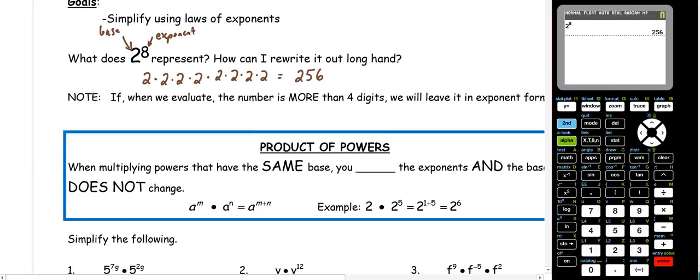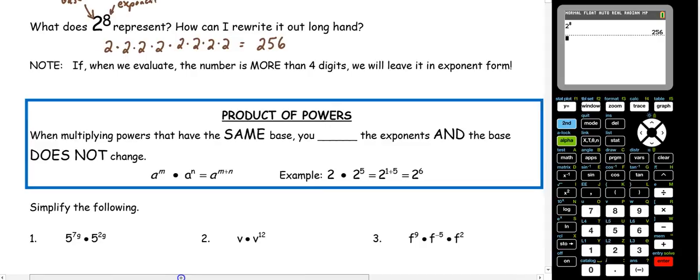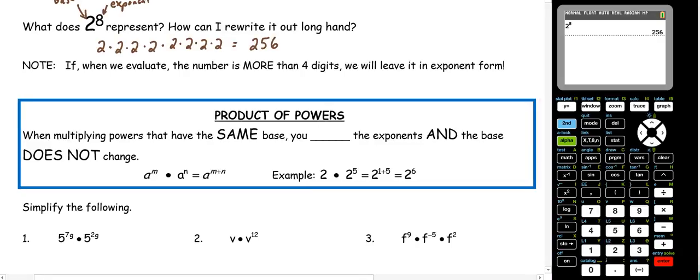So let's look at some multiplication properties of exponents today. So the first one that we have is the product of powers. With the product of powers, when multiplying powers that have the same base, you add the exponents and the base does not change. So for a general example here, we have a base of a and a base of a, so we would add the two exponents together. So in this case, we have 2 to the first power if there's no exponent times 2 to the 5th. So we would add those exponents together and get 2 to the 6th.